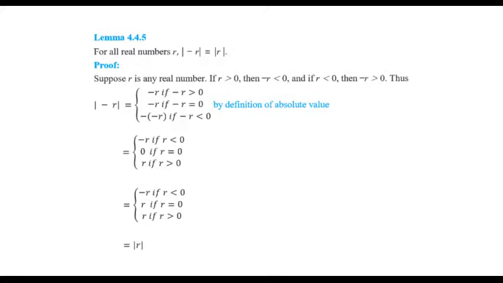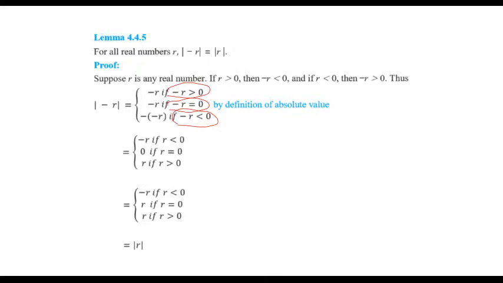The first case is negative r is positive. The second case is negative r is 0. And the third case is negative r is negative, right? Because negative r is also a real number, and any real number is either positive or negative or 0, so negative r also has these three cases.